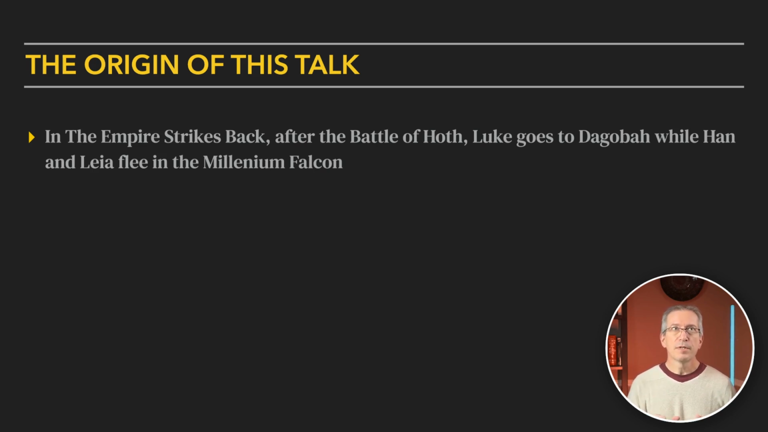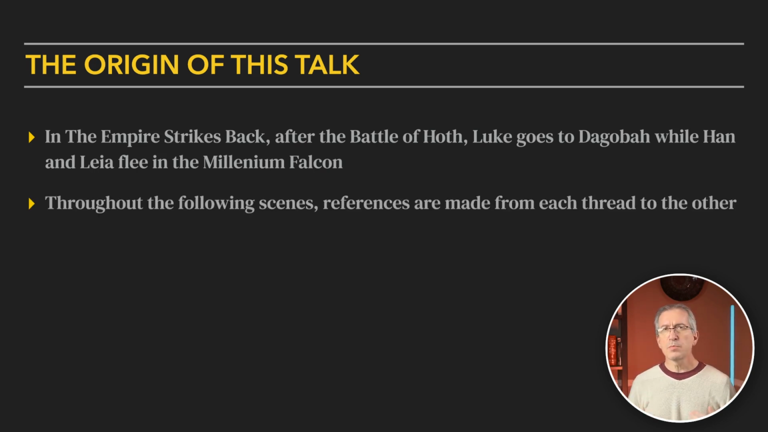Kij Johnson, who is a wonderful short story and novel writer, was giving a talk, and she was talking about how in The Empire Strikes Back, after the Battle of Hoth, Luke Skywalker goes to Dagobah while Han Solo and Princess Leia flee on the Millennium Falcon. That small group splits, and the movie from that point forward until closer to the end has two threads that are running parallel with one another. And Kij was talking about how in the following scenes, references are made from each thread to the other.